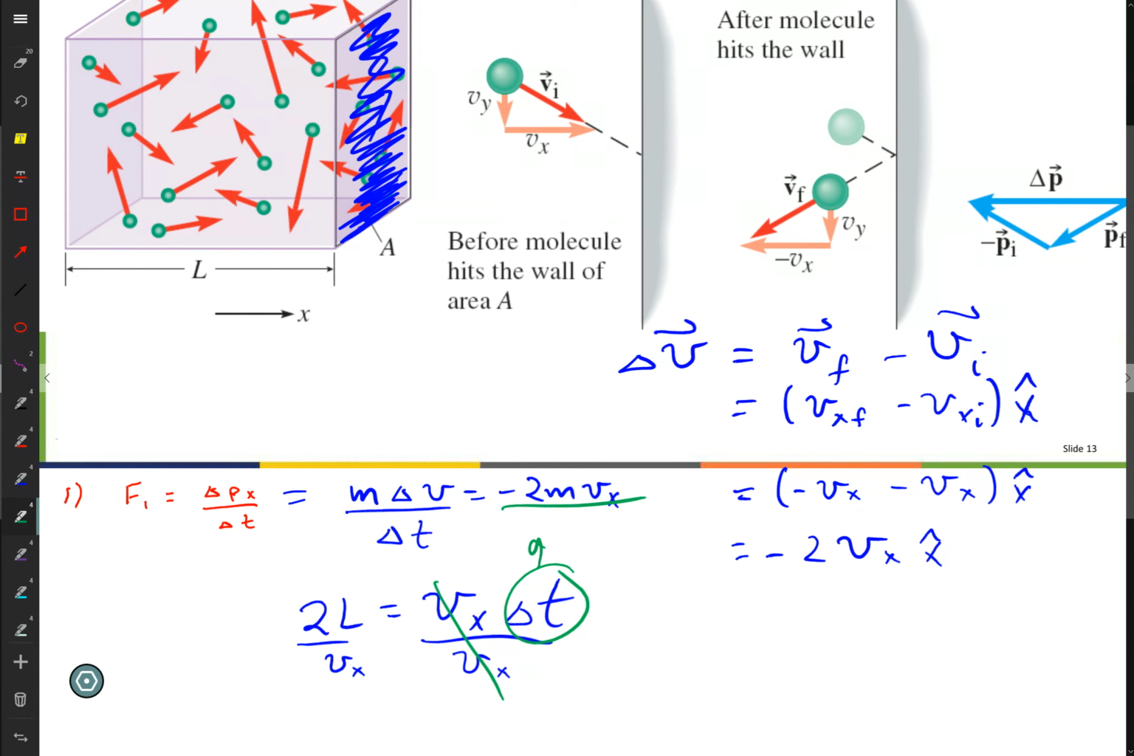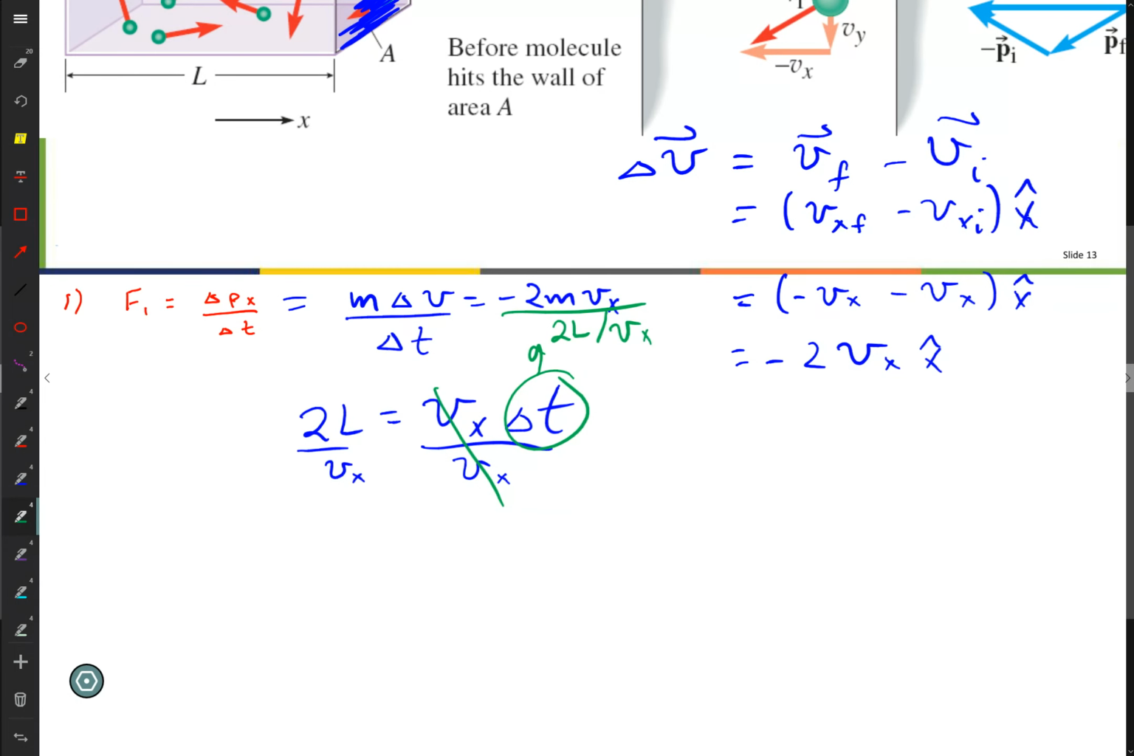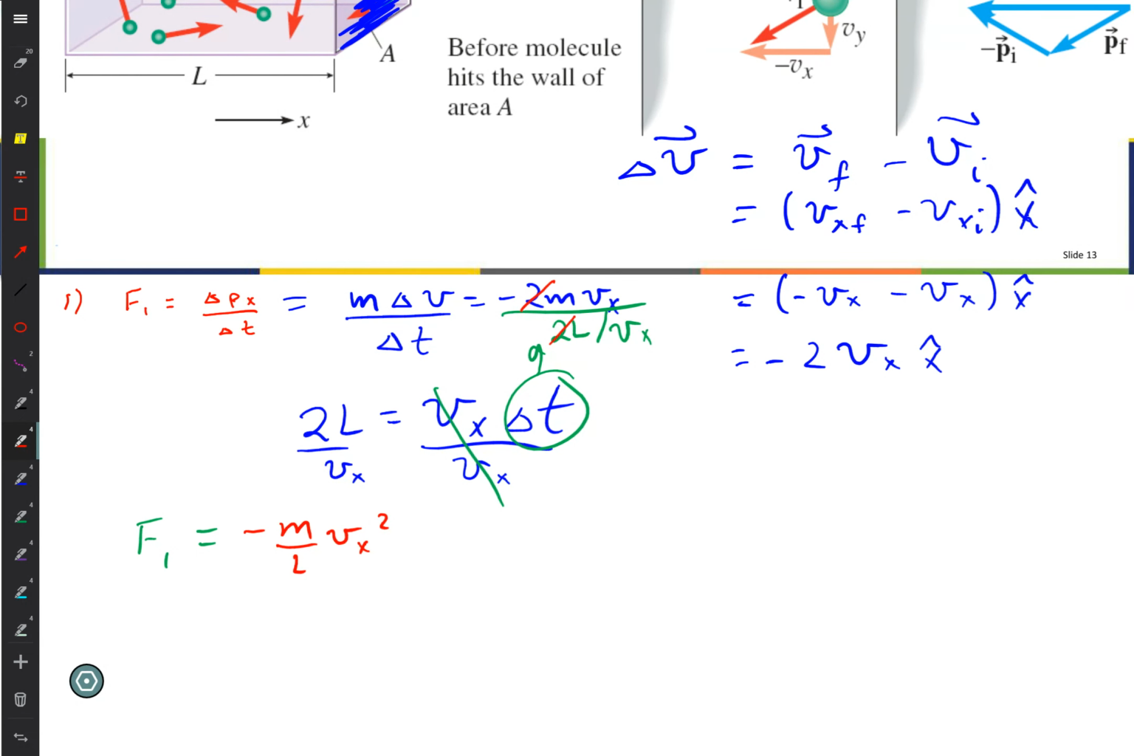So divide by 2L over Vx. So what I've calculated now is that the average force due to one molecule on that wall is equal to, and you'll notice the 2 and the 2 cancel, and I have then the minus sign, the m over L, and then I have Vx divided by 1 over Vx, which is Vx squared. So that's the average force on the wall due to one molecule.